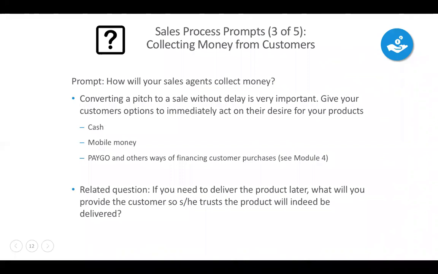A related question is, if you need to deliver the product later or are financing the purchase the customer is making, what will you provide the customer so he or she trusts the product will indeed be delivered, like a receipt or something else?